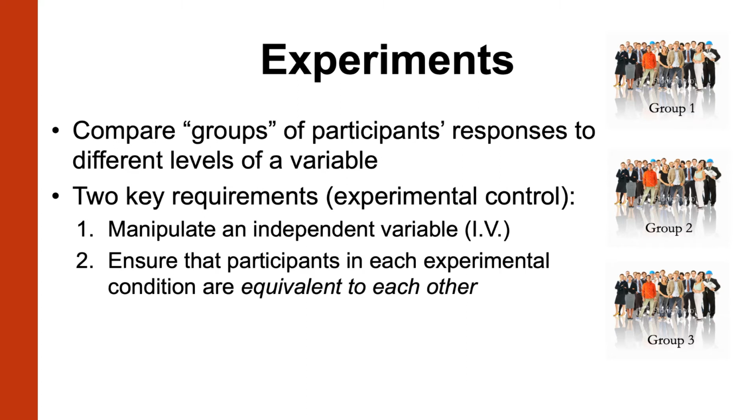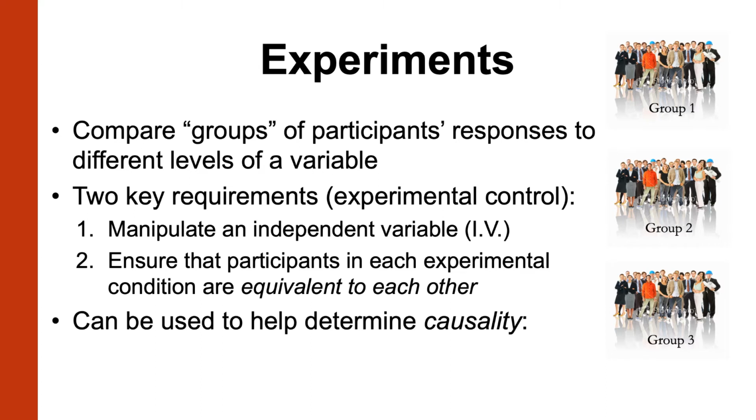The second thing that needs to be there is that your different experimental groups, the ones that get different levels of the independent variable, need to be as similar as possible. They need to be randomly assigned or randomly selected from your sample so that the groups are statistically as similar as possible.